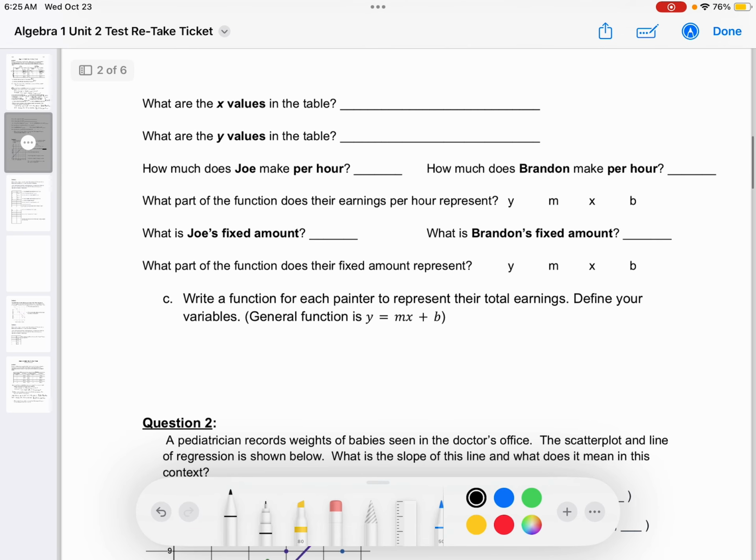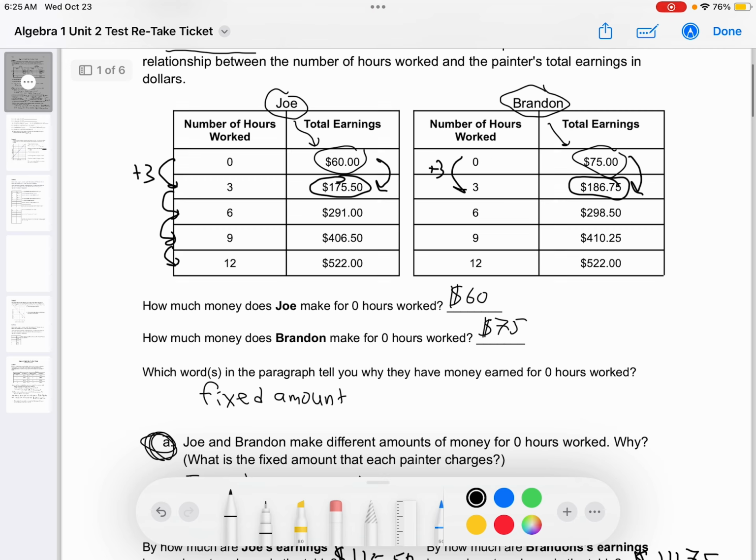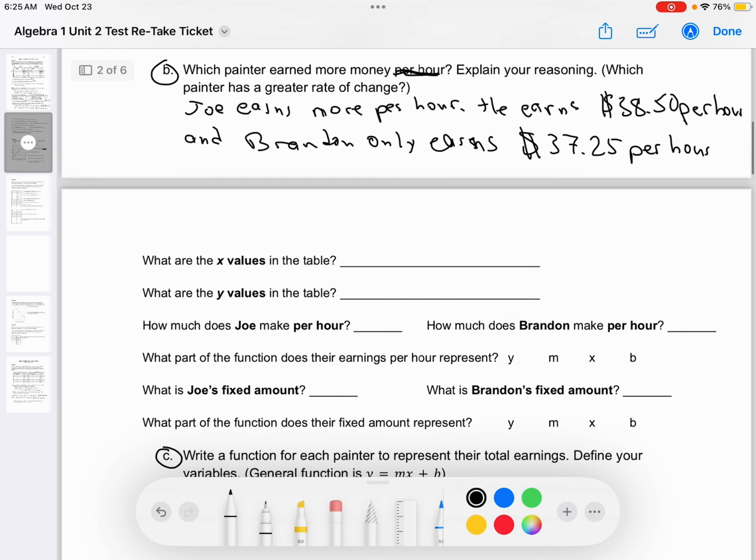And part C asks us to write a function for each painter to represent their total earnings and define the variables. So for each painter, we need to write a function, and the functions look like this: y equals mx plus b. And these questions up above will help us walk through that process of finding the function. So first off, it asks us, what are the x values in the table? Well, the x values are going to be what's on the left side here for the table. So that is the number of hours worked.